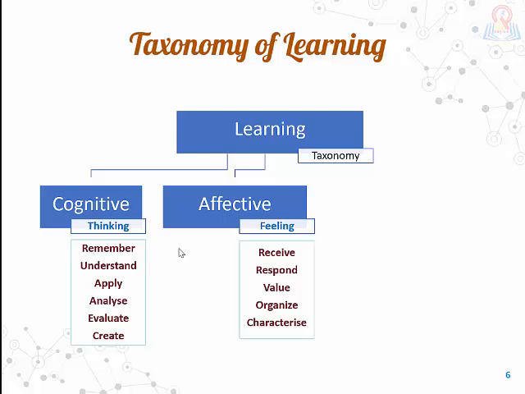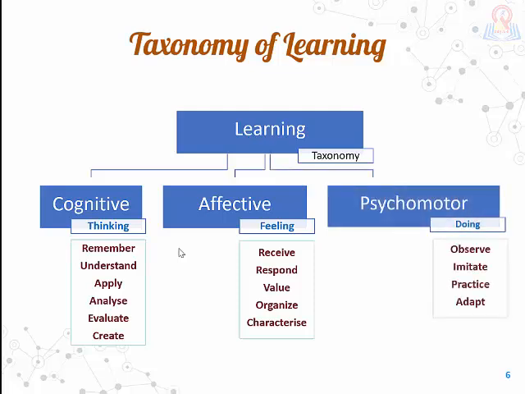Similarly, then affective domain. This is the feeling domain, where you have 5 levels: receive, respond, value, organize, and characterize. The next domain is psychomotor domain, that is the doing domain, where you have 4 levels: observe, imitate, practice, and adapt.